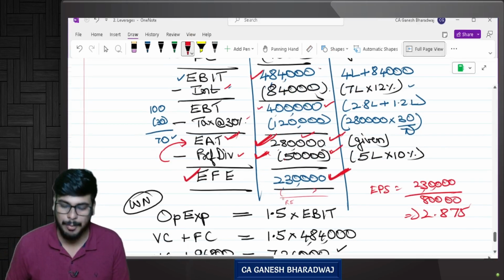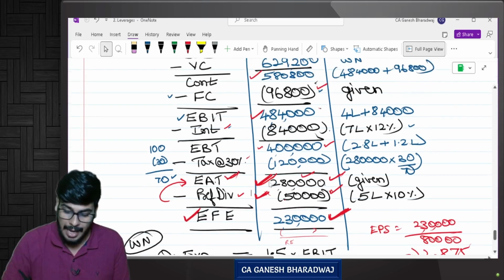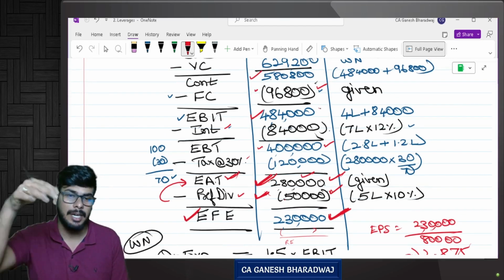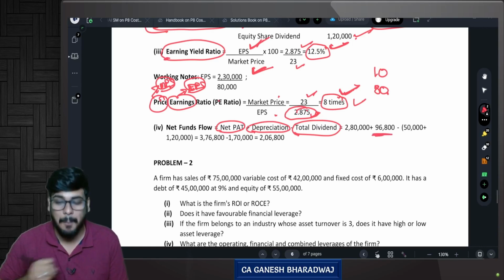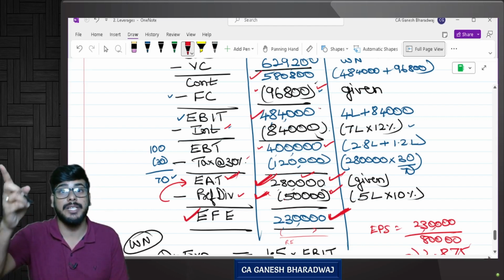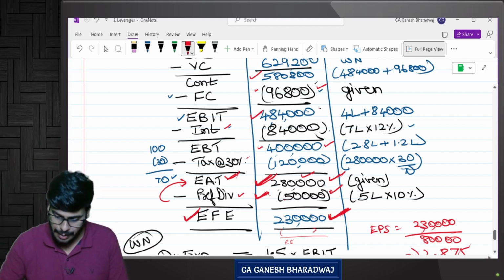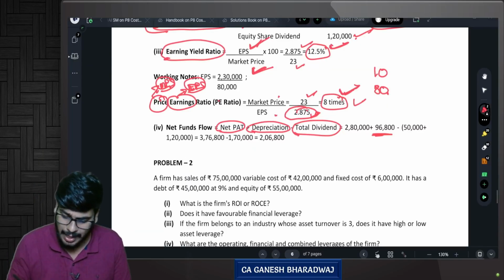Profit after tax is how much? 2,80,000. Now this 2,80,000 is arrived after deducting this 96,800. So add it back, plus 96,800. Yes, minus all the dividends that you have paid. You have paid two dividends, that is preference dividend and equity dividend. So here preference dividend is 50,000, equity dividend we saw is 1,20,000, correct?